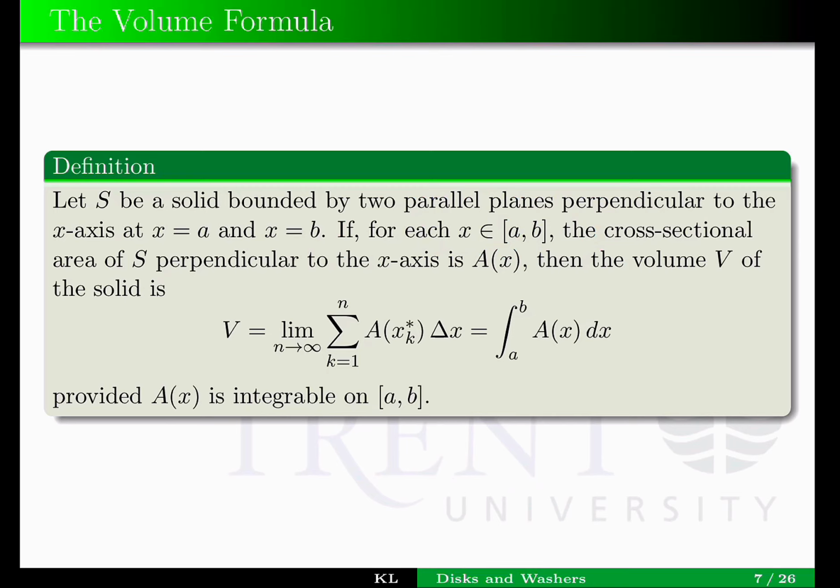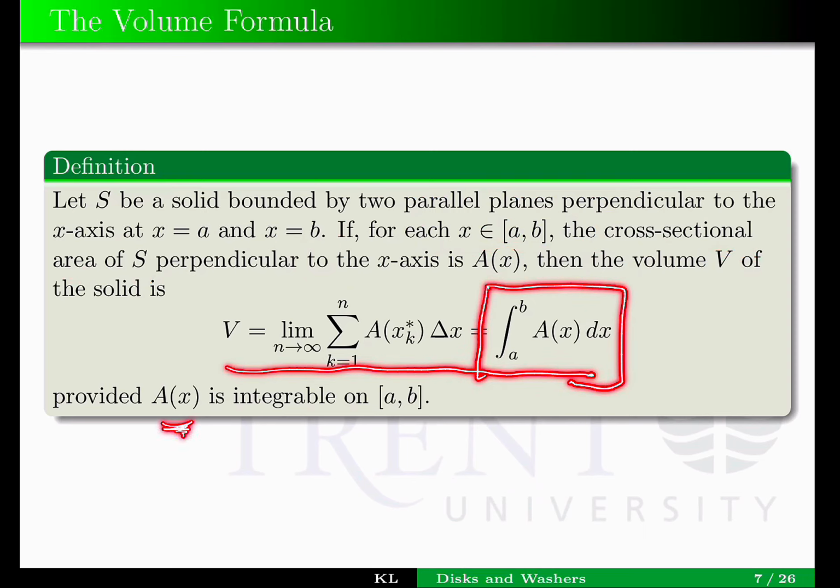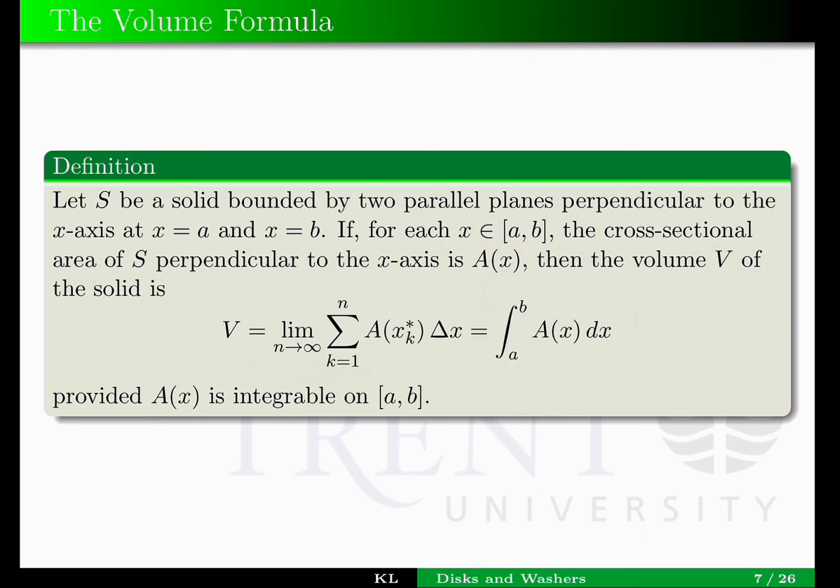So let S be a solid bounded by two parallel planes perpendicular to the x-axis at x equals a and x equals b. If for each x inside the interval [a, b], the cross-sectional area of S perpendicular to the x-axis is A of x, then the volume of the solid is equal to this limit of Riemann sum, which is just the definite integral from a to b of A of x dx, provided that our area function is integrable on [a, b].